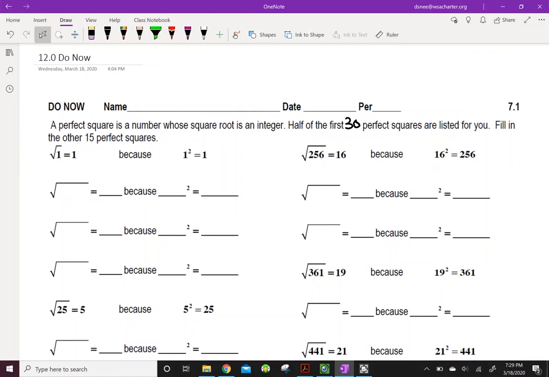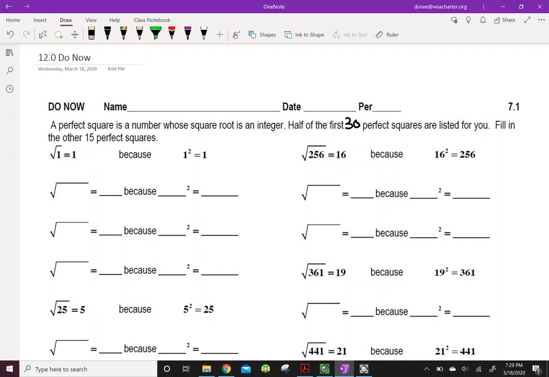We're working with square roots and exponents because we're going to work with those quite a bit as we study the new concept, the Pythagorean theorem. Okay, right now if you want to pause the video and work on this yourself, you're more than welcome. If you want to work with me through the first few problems to figure this out, you can continue to follow along. Okay, the directions say that a perfect square is a number whose square root is an integer.